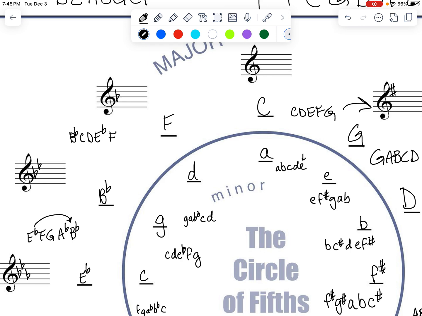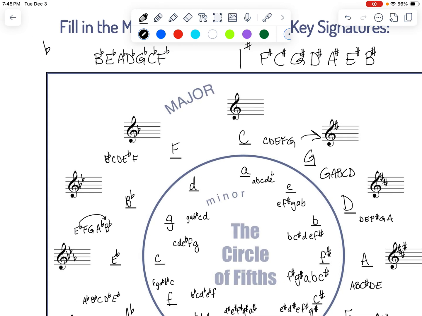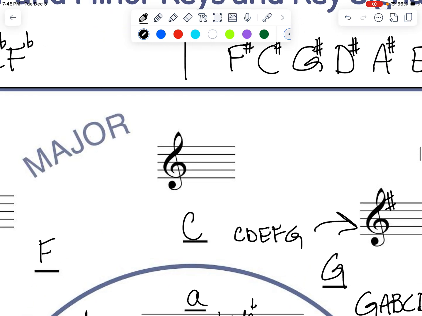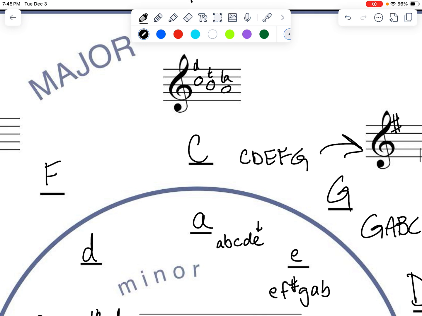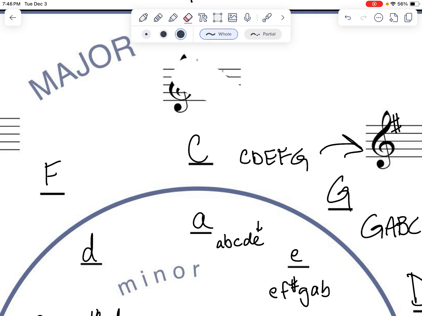Now, a way that you can check this is to do what I call the Do-Ti-La method. So if you look at the major key, C major, and you go down as if this was Do, a half step away, your Ti, and then the next one down is your La. That pitch is going to be your relative minor key. Oop, thought that was an eraser, lied.